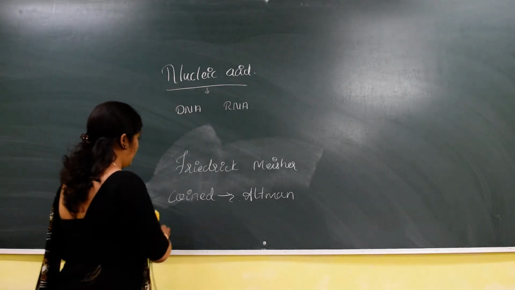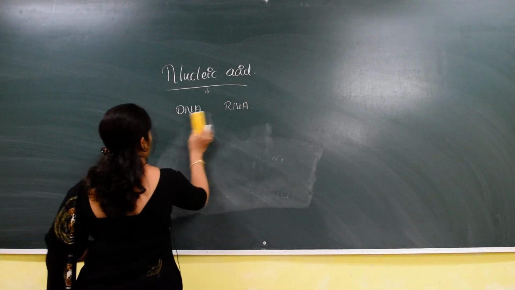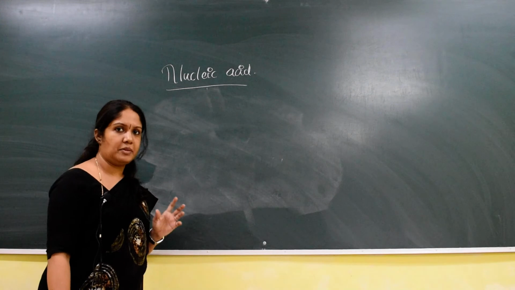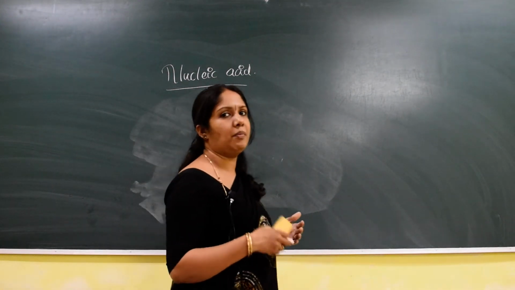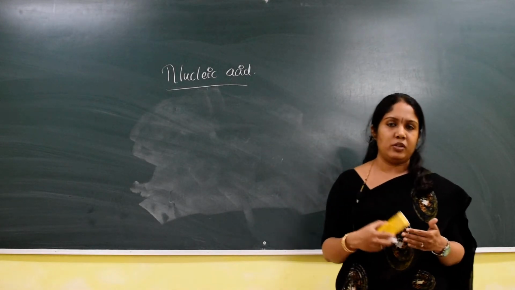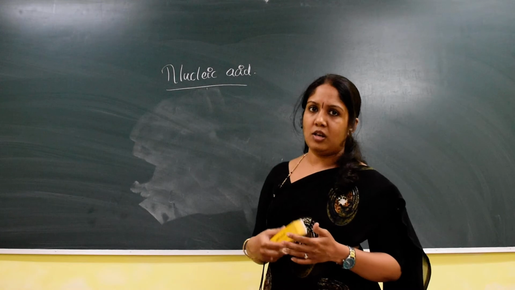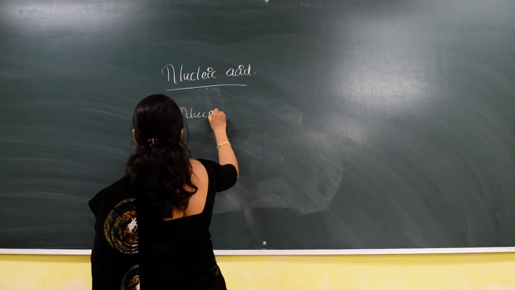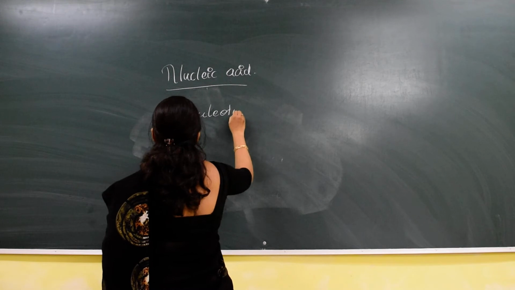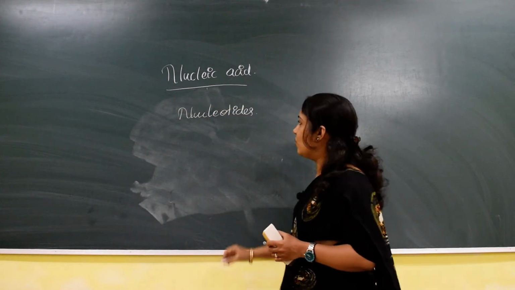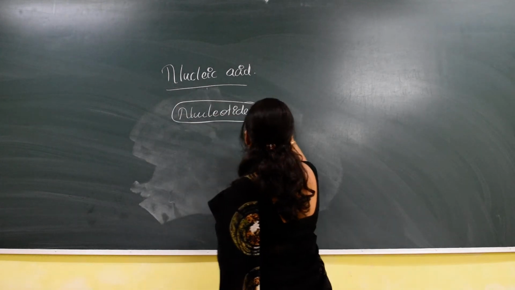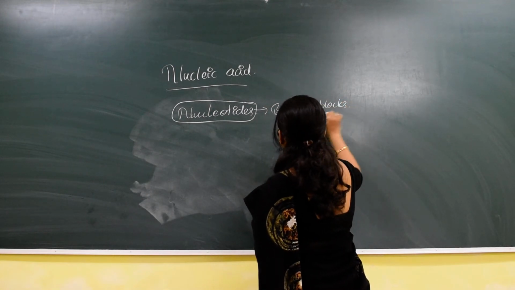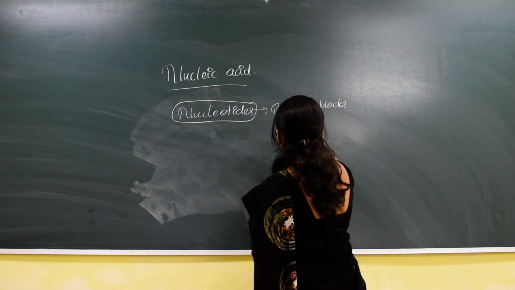Now, what is the basic building block, or unit, of nucleic acid? What is this nucleic acid made up of? As we have discussed, protein is made up of amino acids, carbohydrate is made up of sugar units, lipids are made up of fatty acids and glycerol. In the same way, nucleic acid is made up of nucleotides. Hence, nucleotides are the building blocks of nucleic acid.